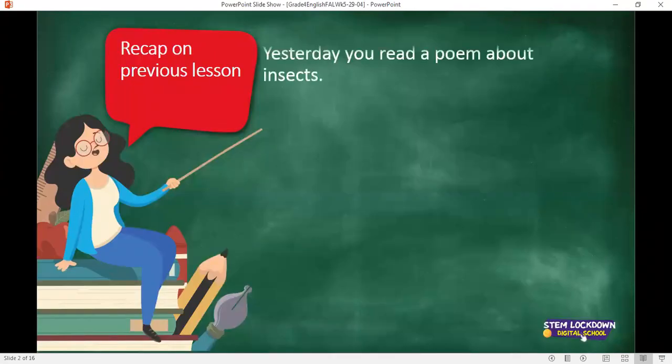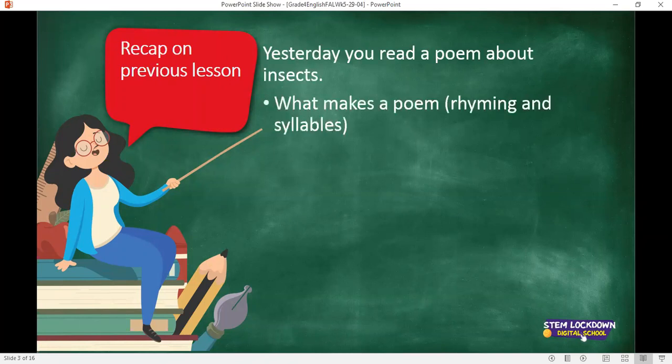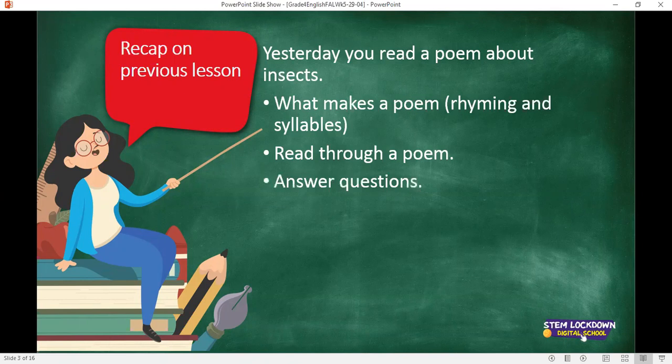So if you were with us yesterday, you will remember that we read a poem about insects. We learned what makes a poem. We looked at rhyming words and what syllables are. We read through the poem to help us find the rhyming words, and we looked at some syllables and answered some questions. I did assign you some homework to write your own poem, and I hope that is going well.